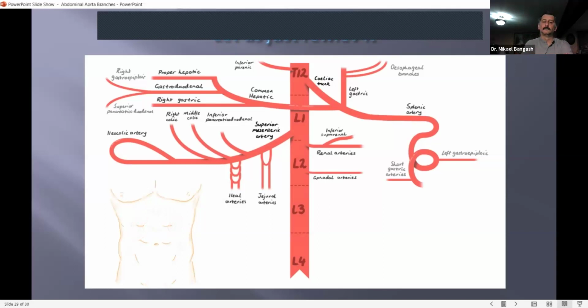Okay, L3. This must be where our last criminal hops off. Remember CSI? This is the inferior mesenteric. It supplies everything in the lower abdomen that the superior mesenteric didn't.